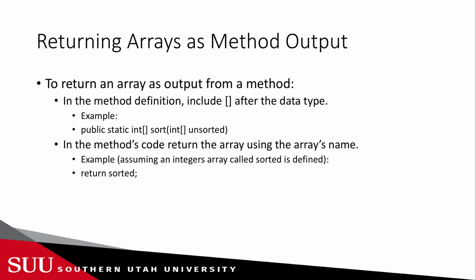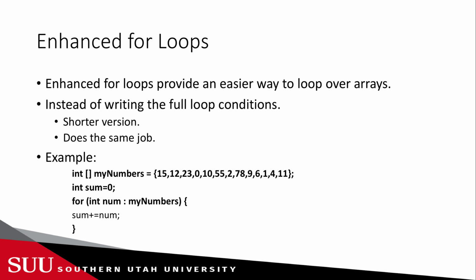We have seen how we can return an array as a method's output. We have seen that we can also use a for loop to iterate over the array. Now you can also use a while loop or any sort of loop to iterate over an array, but there is another variation of the for loop that is going to be easier to use specifically with arrays. This is called the enhanced for loop.